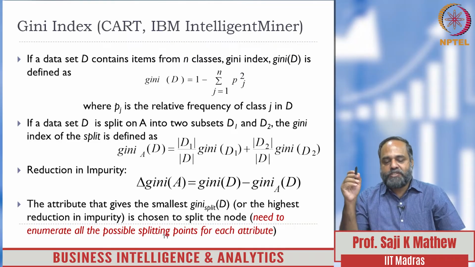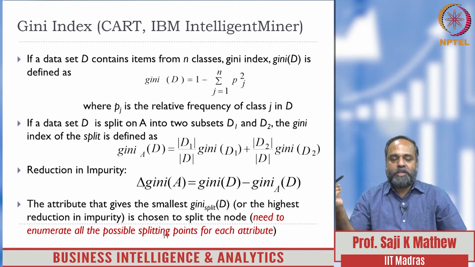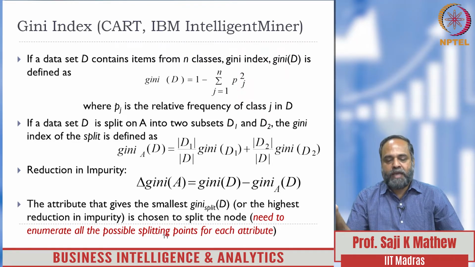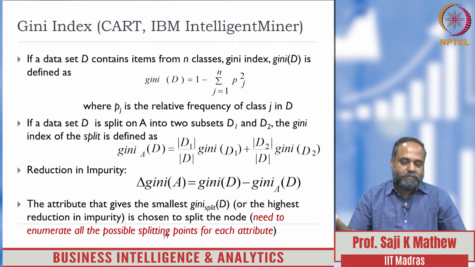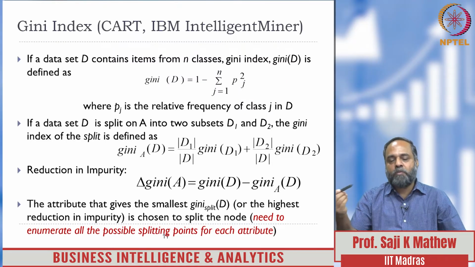So the Gini index. Within brackets I have shown which algorithms widely use the Gini index. It may not be very updated, I am just giving examples. CART stands for classification and regression trees, and the IBM Intelligent Miner is more proprietary. But leaving that aside, let us try to understand what a Gini index is, or what the Gini way of measuring purity of nodes and splits is.